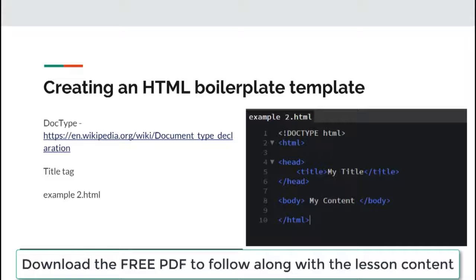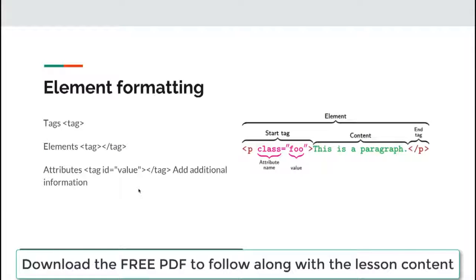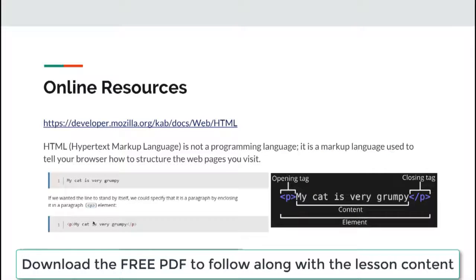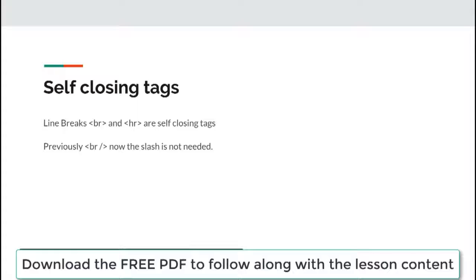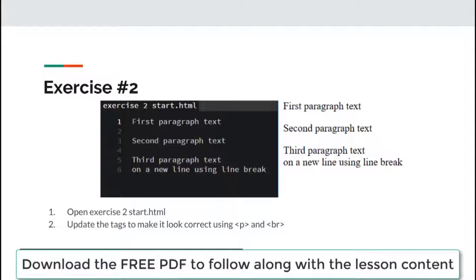We're going to be building out a boilerplate template. There's links to all of the resources in the downloadable PDF that you can download and follow along. So you can click any one of these links and they'll bring you to the link that's relevant to the content lessons.